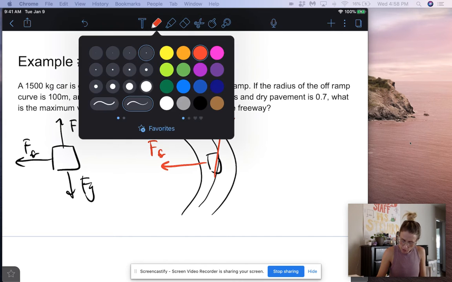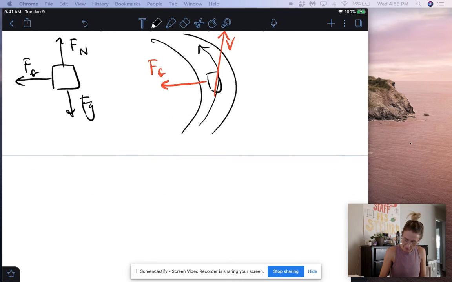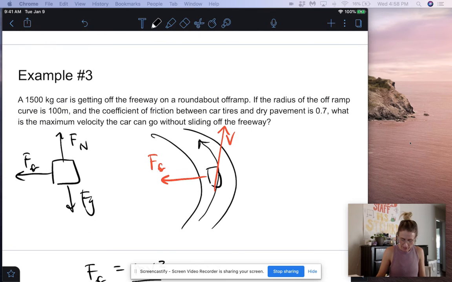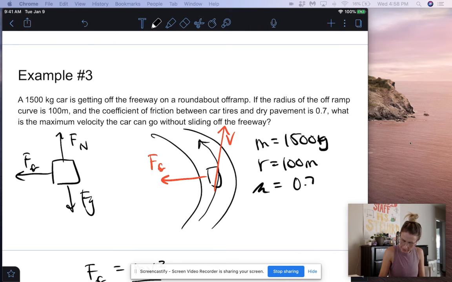So what we're going to do here is set the force of friction equal to our centripetal force equation, which is mv squared over r. Now, I got a little ahead of myself. I didn't write down my givens. I'm going to write down my givens. m equals 1,500 kilograms. We also know that the radius of the curve is 100 meters, and that our mu, our coefficient of friction, is 0.7. Okay, so not much information, but they give us some.